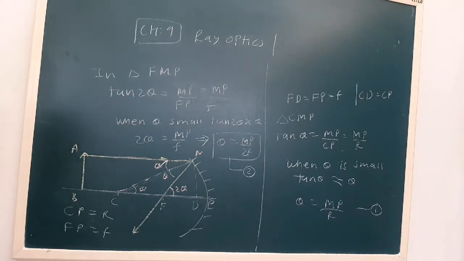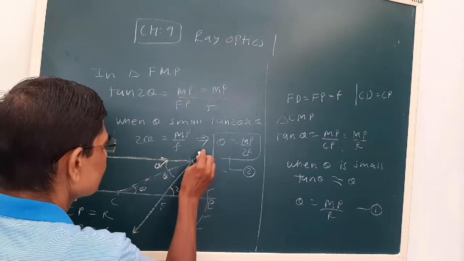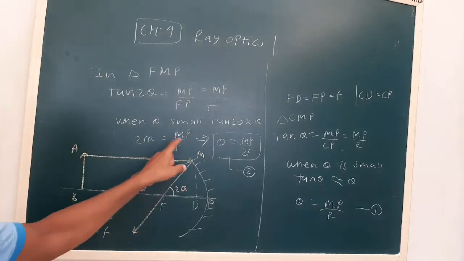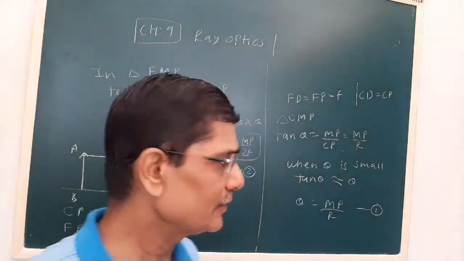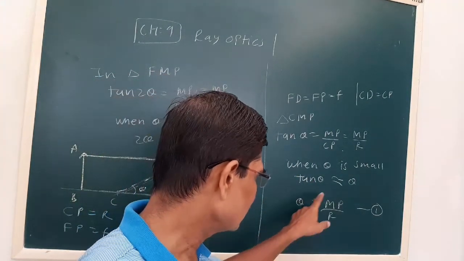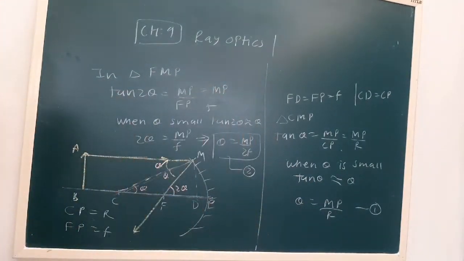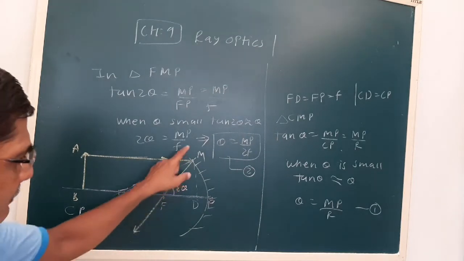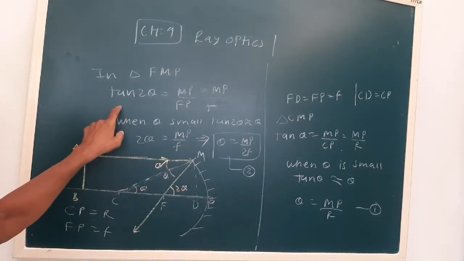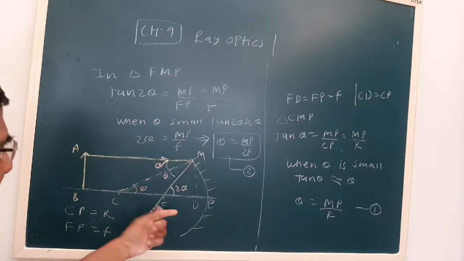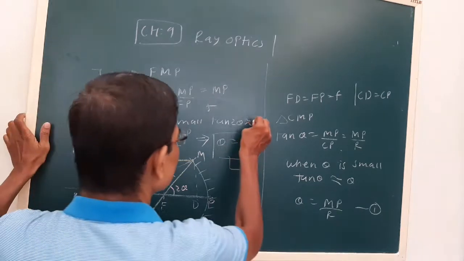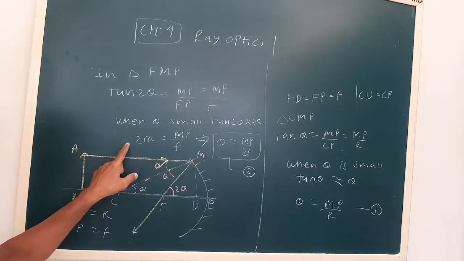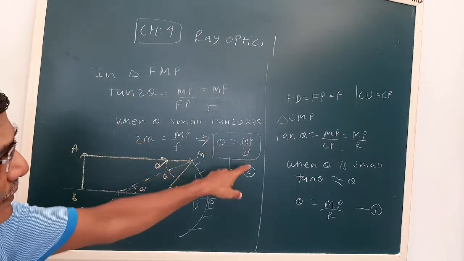Now let us see again. First we have considered triangle CMP, so tan theta is MP upon CP. CP is nothing but the radius of curvature. When theta is small, tan theta is theta, so theta will be MP by R. Secondly, we have considered triangle FMP, where tan 2 theta will be again MP upon FP. FP also is the focal length. When theta is small, we can consider tan 2 theta as 2 theta. So 2 theta will be MP by F, theta will be MP by 2F.